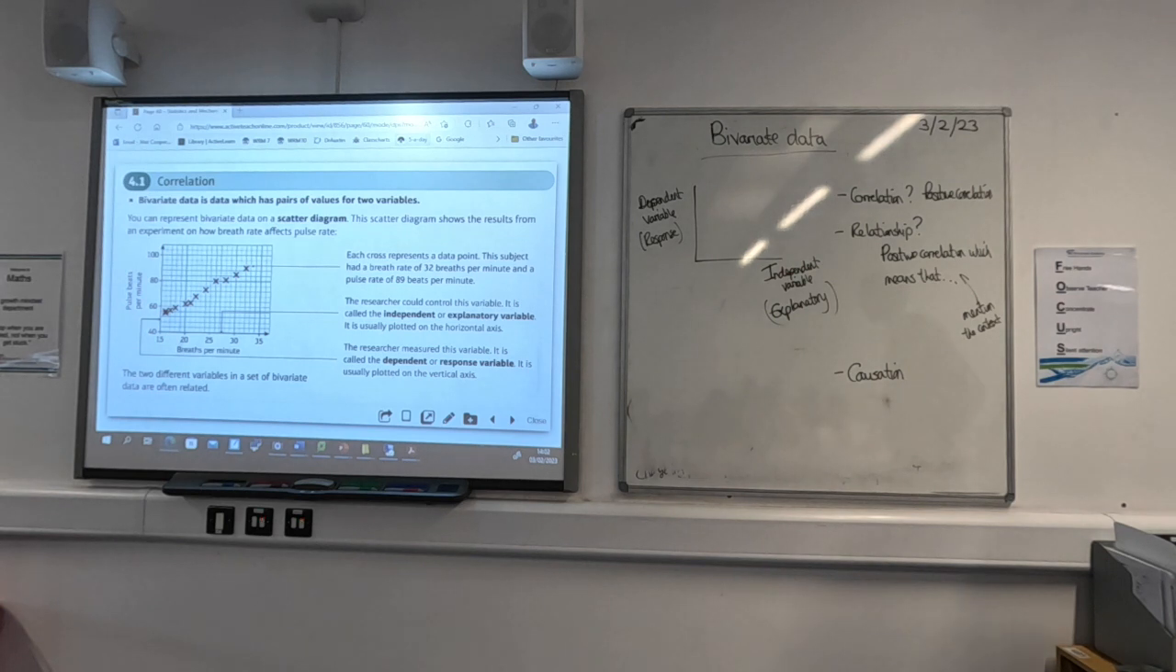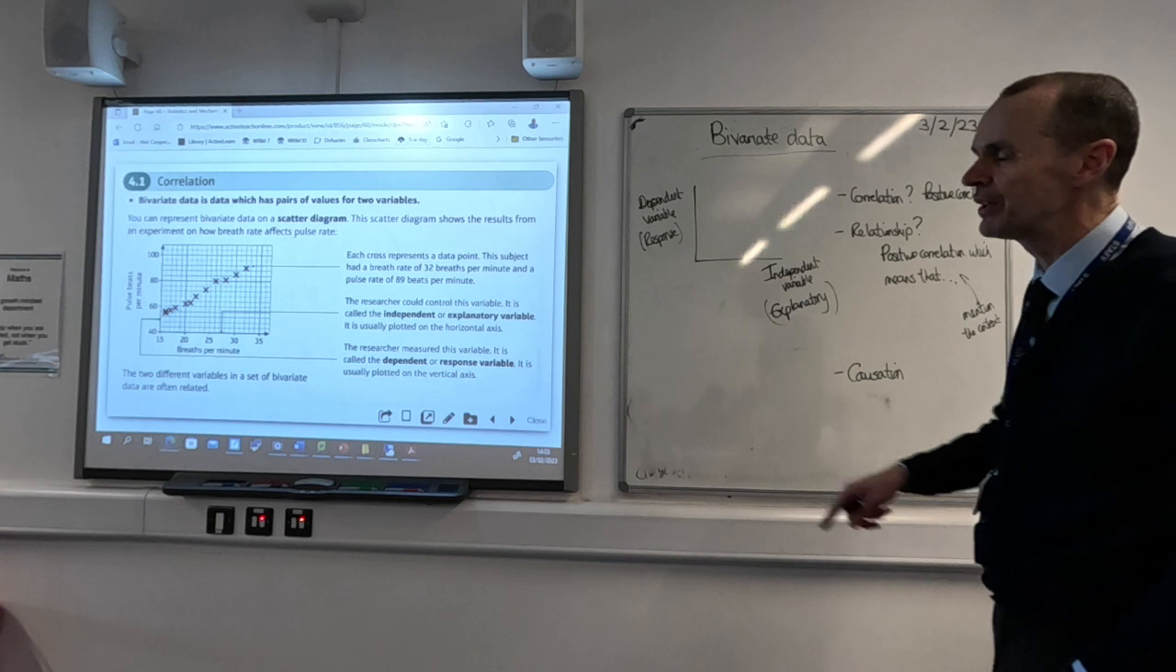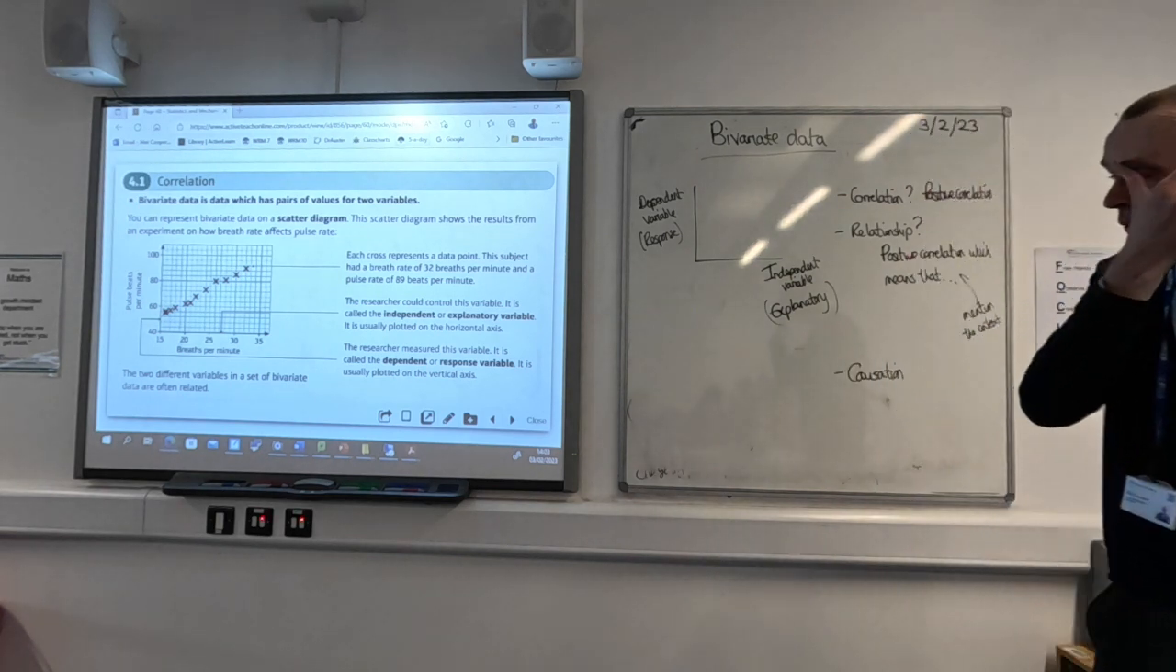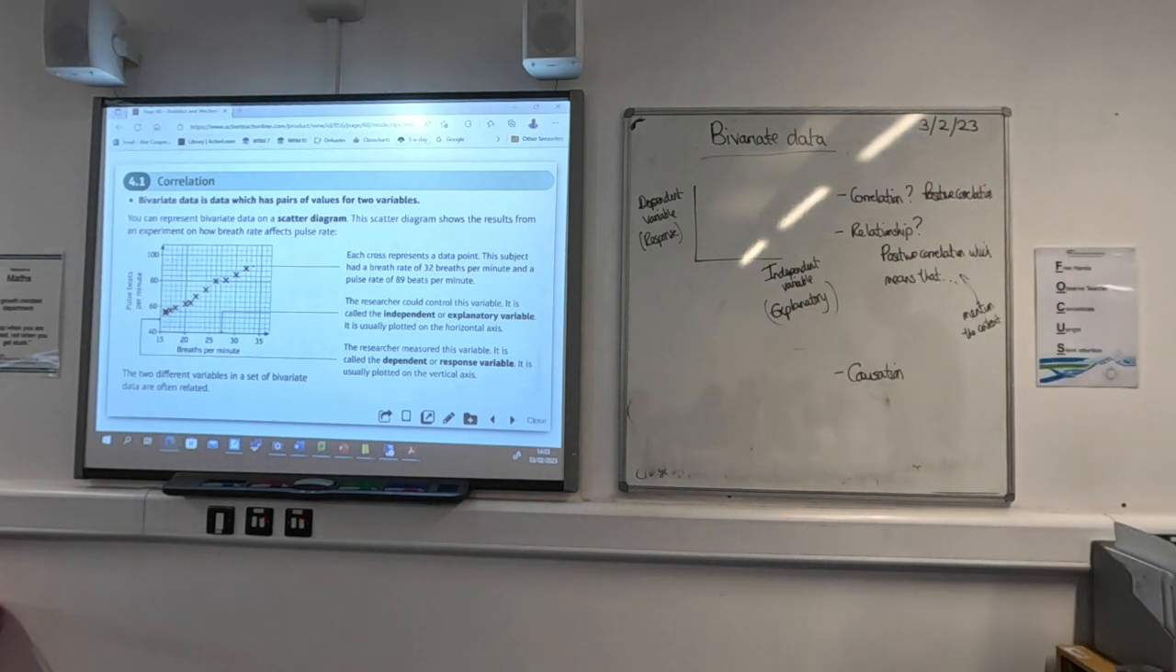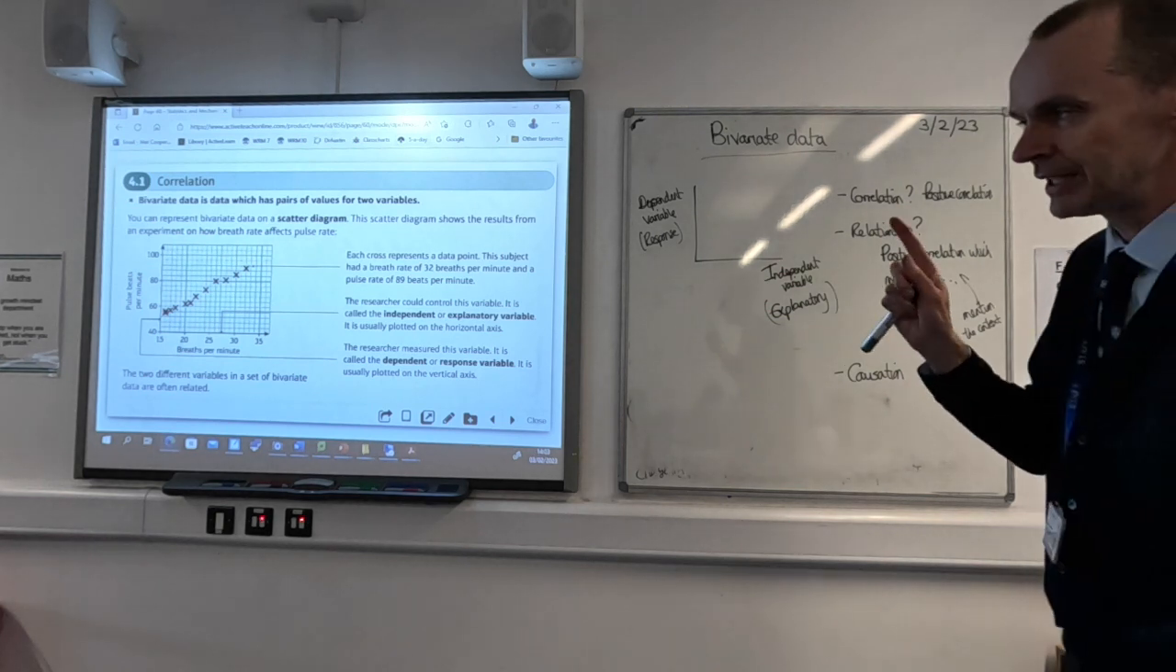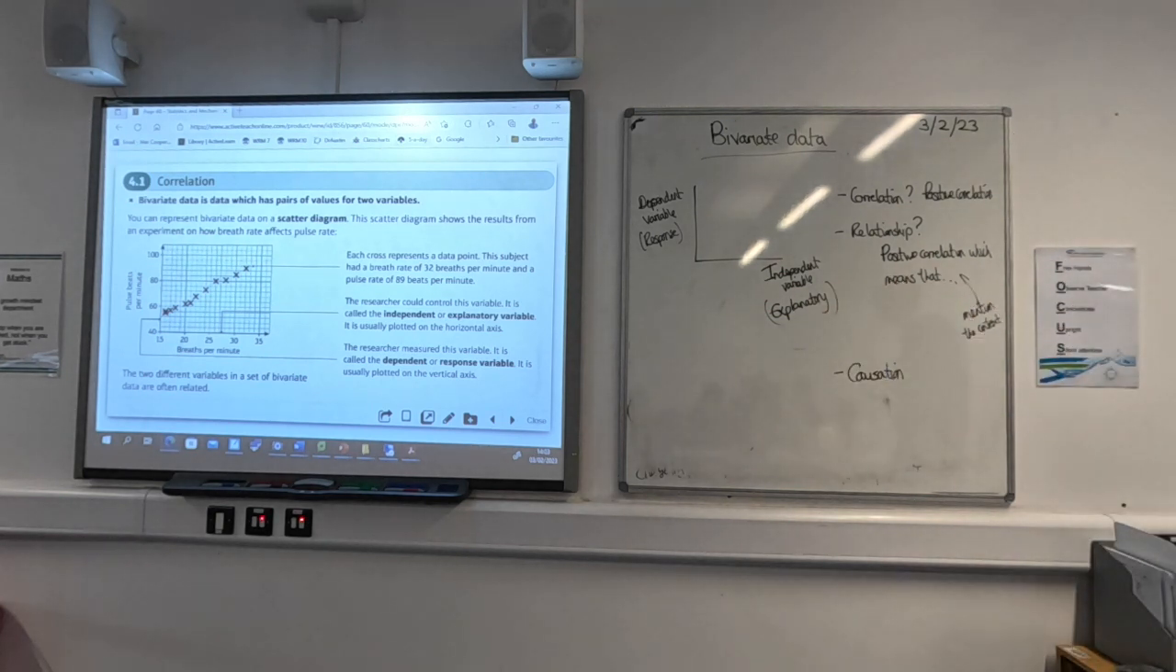And then the third thing, which again probably we did talk about at GCSE, is the difference between correlation and causation. I mean, with this set of data, we have a clear positive correlation. As the number of breaths per minute increases, pulse is increasing. But is that a causal relationship? Are the number of breaths per minute causing the pulse to increase, or is there something else at play?